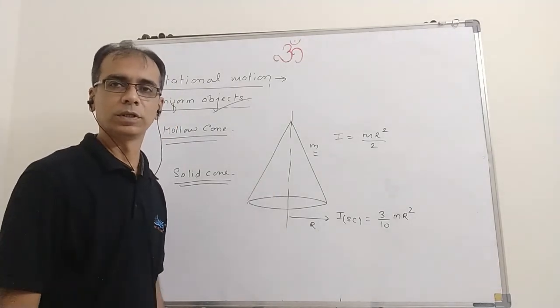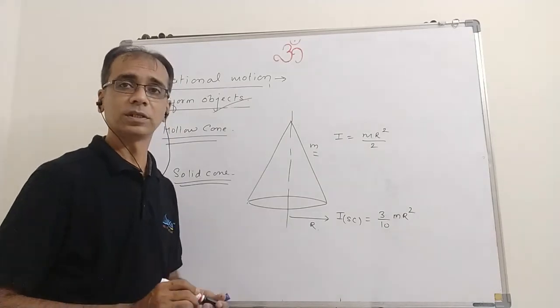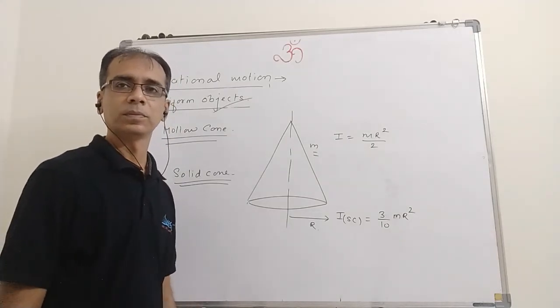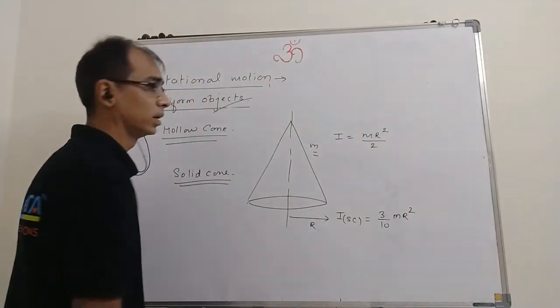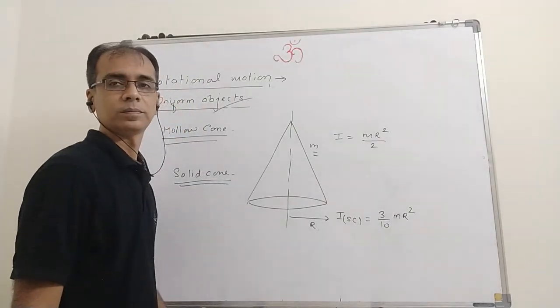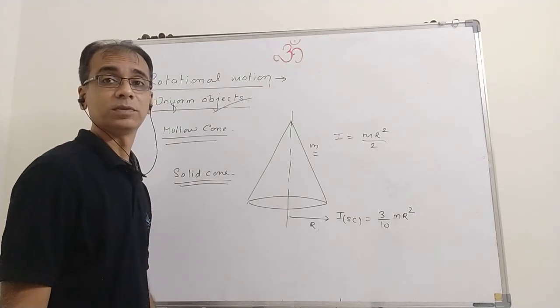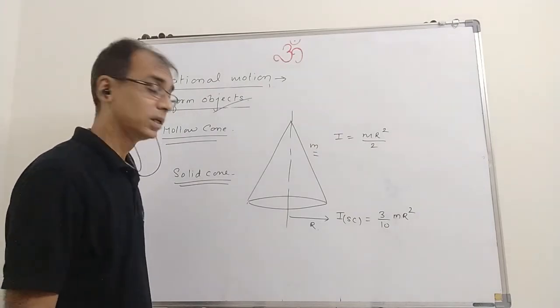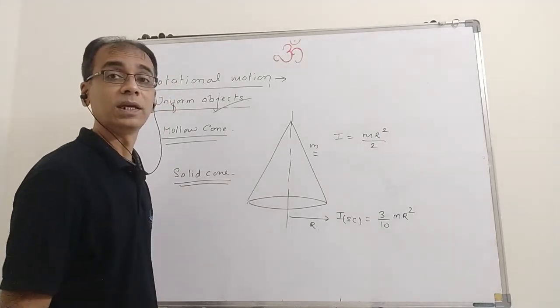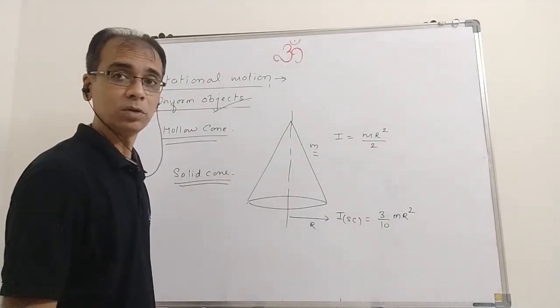That's it for the time being. These are the moments of inertia we have to remember. One more question is coming to my mind, related to a cavity. In the previous chapter, in center of mass, we found how to find the center of mass if there is a cavity. Here also, if there is a cavity, how to find moment of inertia. That also we should learn.